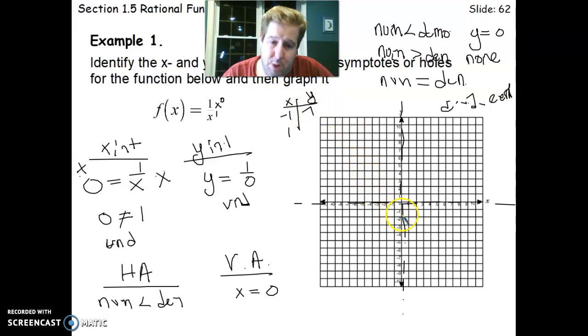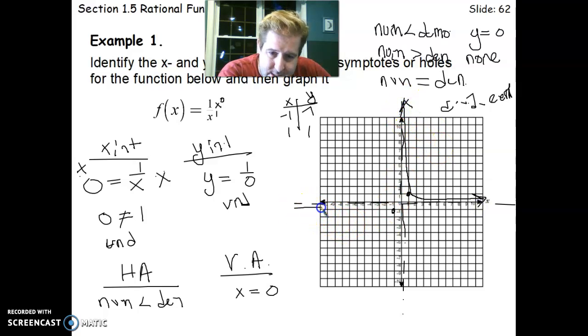So I know it's going to be below. -1 will be a point. And if I put 1 in for x, 1 divided by 1 is 1. So if the x is 1, the y is 1. Now, what you're going to find is that you're going to start as close as you can to this asymptote, hit that point, and then go close to this asymptote.